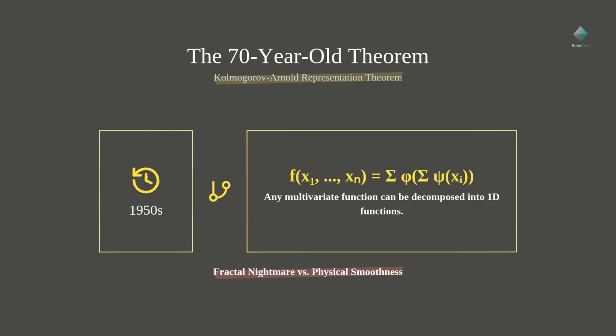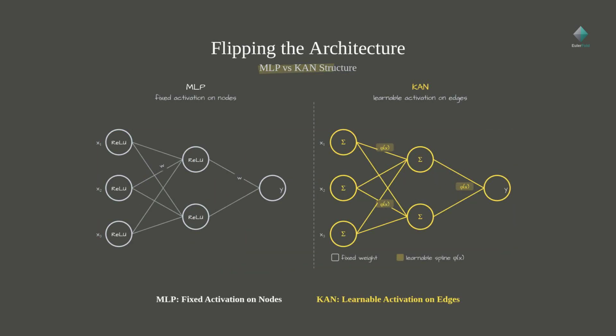But the MIT team had a different take. They said, look, most real-world functions in physics, in biology, in science are smooth. The nightmare fractal case is a mathematician's worst-case scenario, not what you actually encounter in practice. And they asked, what if we just built a network around this theorem anyway for smooth functions and trained it with modern techniques like backpropagation? That's KAN.